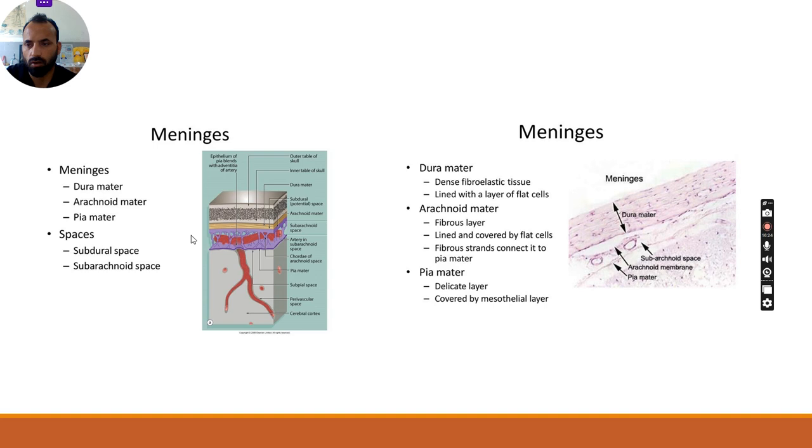So if you take the histological section of these meninges, you will have the dura mater made up of tough collagenous fibers. Arachnoid will have collagen fibers, but not unlike that of the dura mater. Then the pia mater basically is called the vascular meninge. It is mostly attached to the brain. Basically, it's a very delicate layer and made up of a mesothelial layer only.